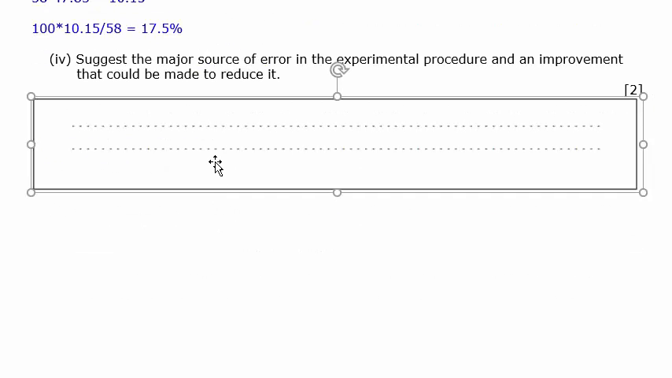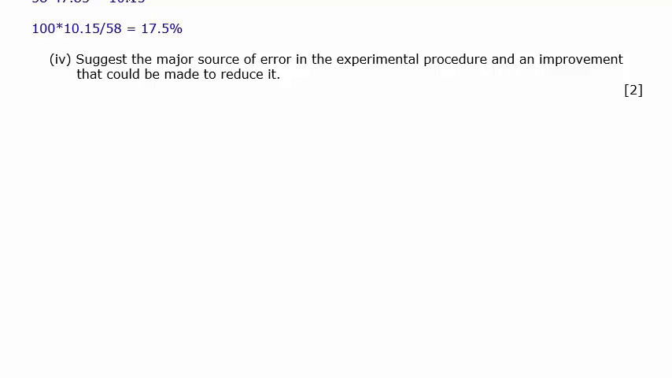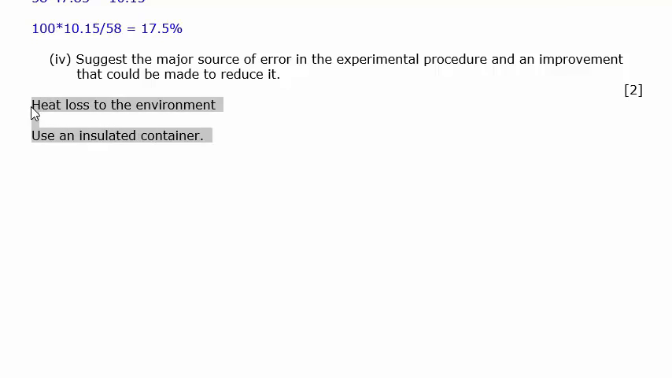Now just to finish off, last question. Suggest the major source of error in a calorimetry experiment. What's the major source of error in a calorimetry experiment? Heat loss to the environment. Can't spell. How could we reduce this? Use an insulated container. There we are. Nice and easy answer for the test. And that's all there is to it. Bye.